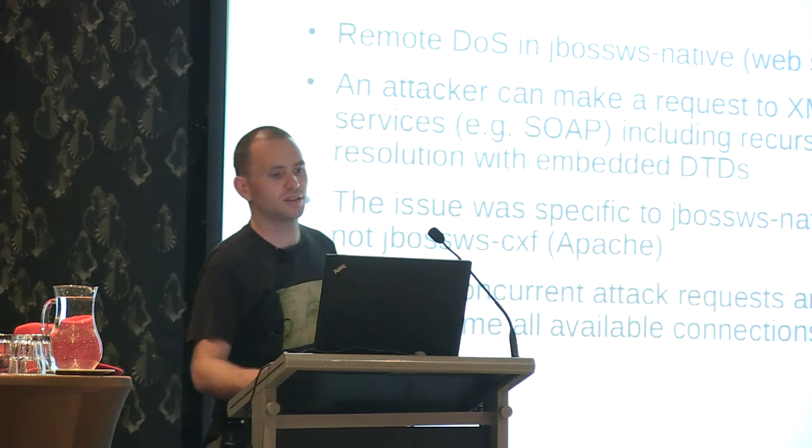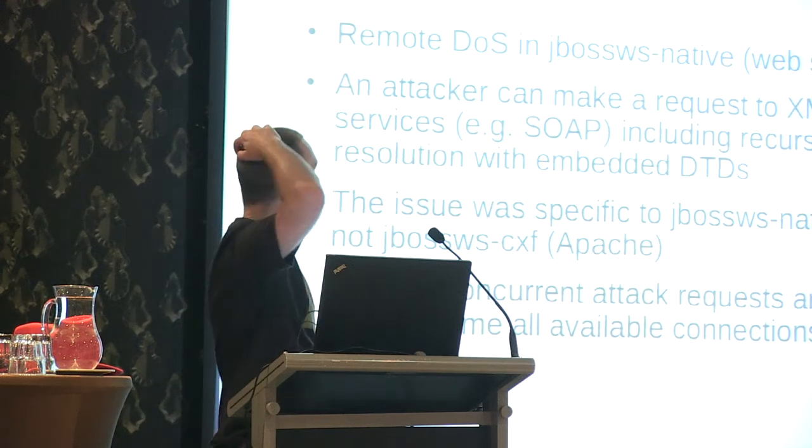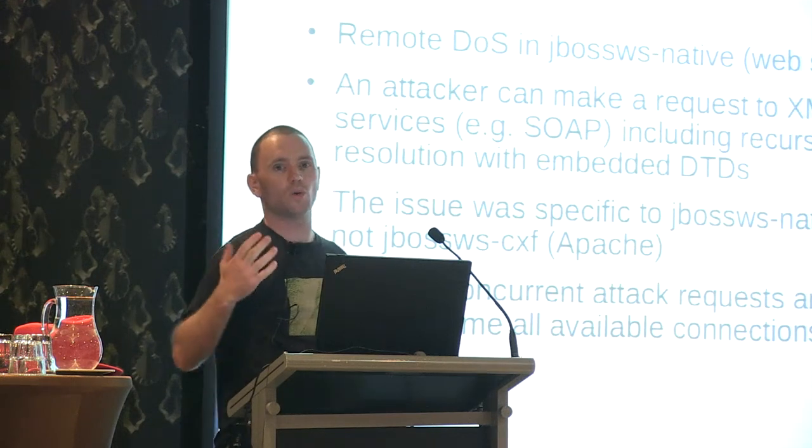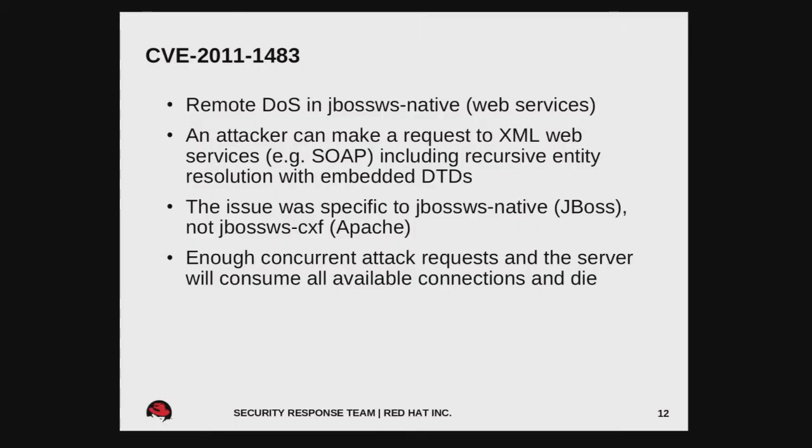CVE 2011-1483, this one was interesting. This is one that we actually discovered internally. The role of the security response team is mostly reactive. Our job is to be the eyes and ears of the world, saying what's happening in the world of JBoss security, what flaws are known, do they affect our products, how are we going to patch them, and what's the priority. But if we have any time, we'd like to find our own issues. So my predecessor in the job, Mark Schoenefeld, had some time to pen test JBoss WS, and he found this issue.